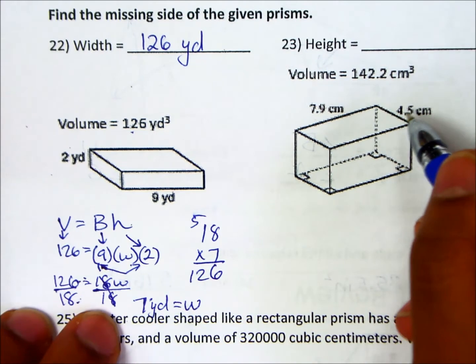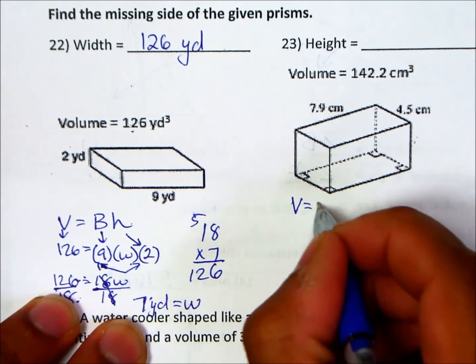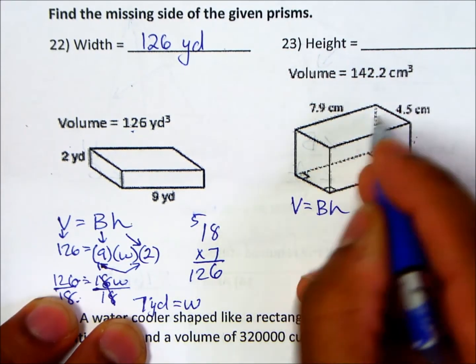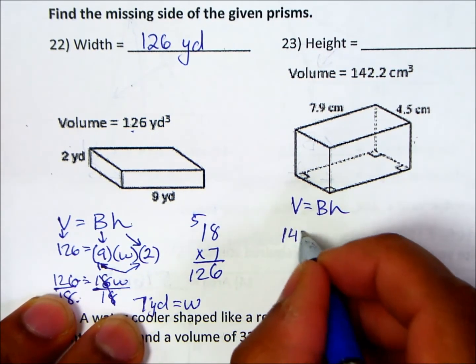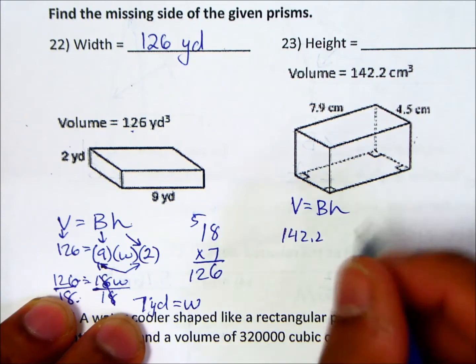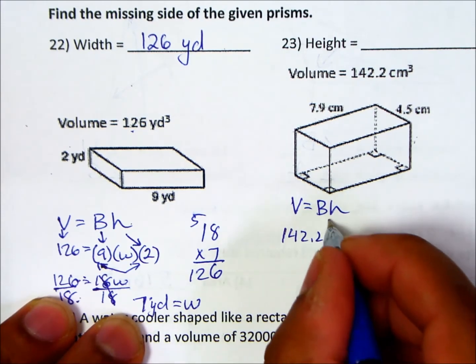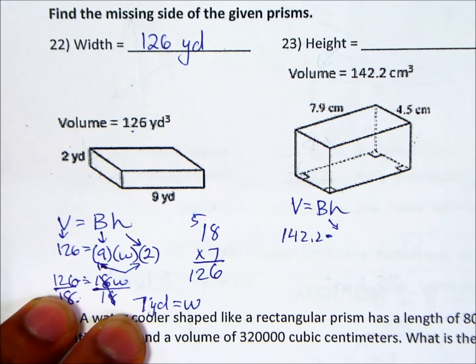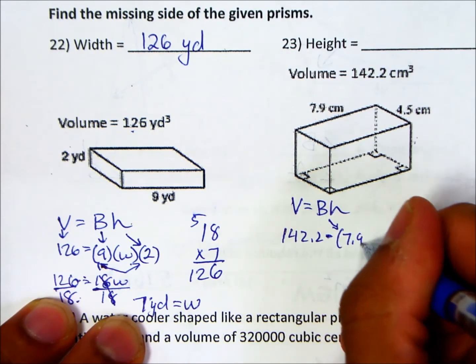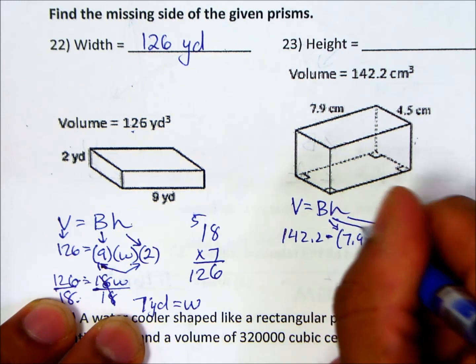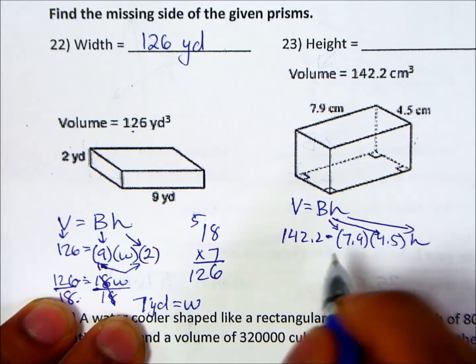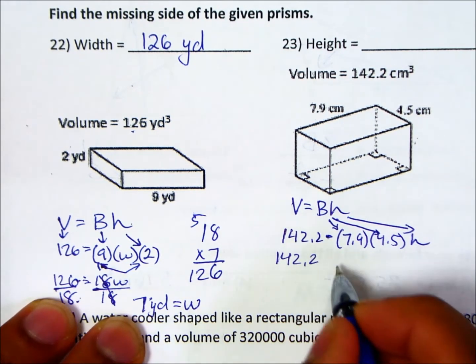This next one will take a little bit of time, so let's work it out. Volume equals area of the base times height. They give you the volume, your length, your width, but not your height. So my volume is 142.2. I know my area of my base is my length times width, 7.9 times 4.5, and my height is missing. Alright, work it out.